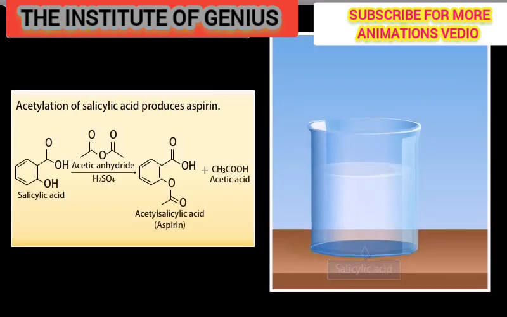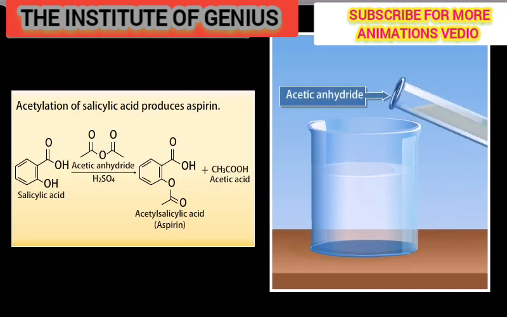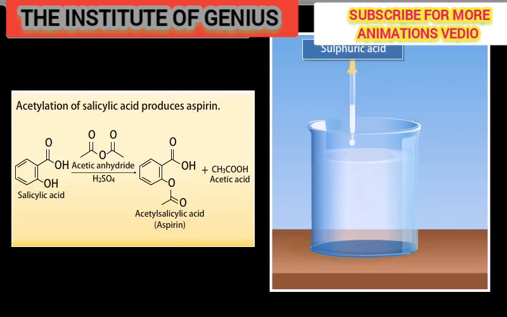Acetic anhydride reacts with salicylic acid in the presence of sulfuric acid to form acetylsalicylic acid or aspirin and acetic acid.